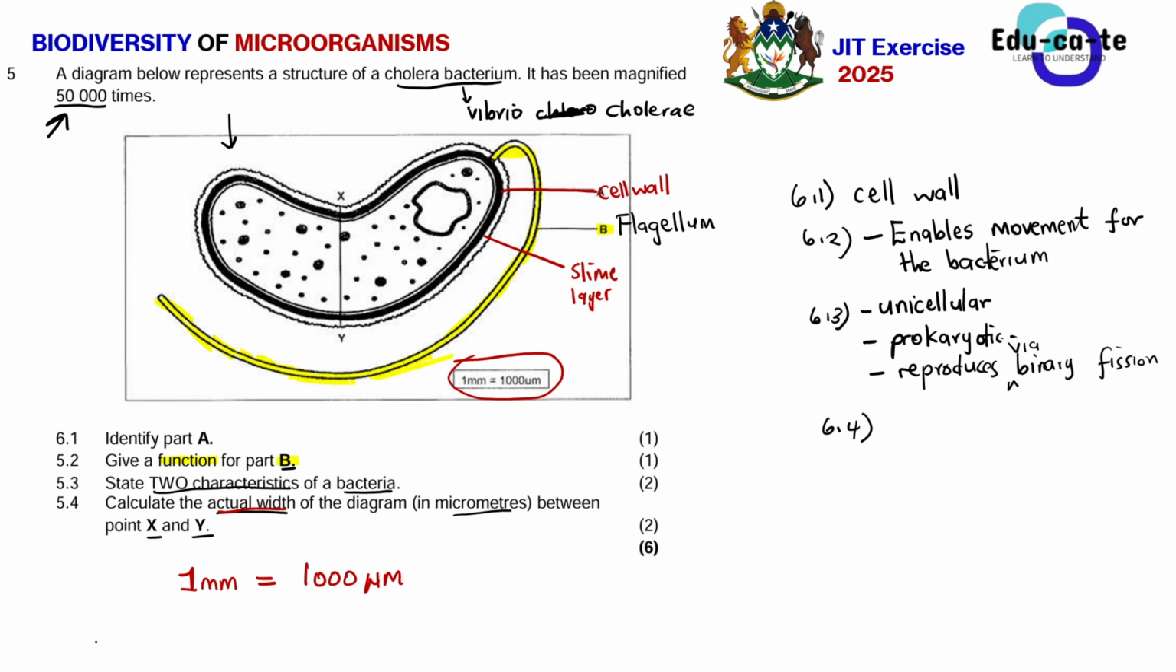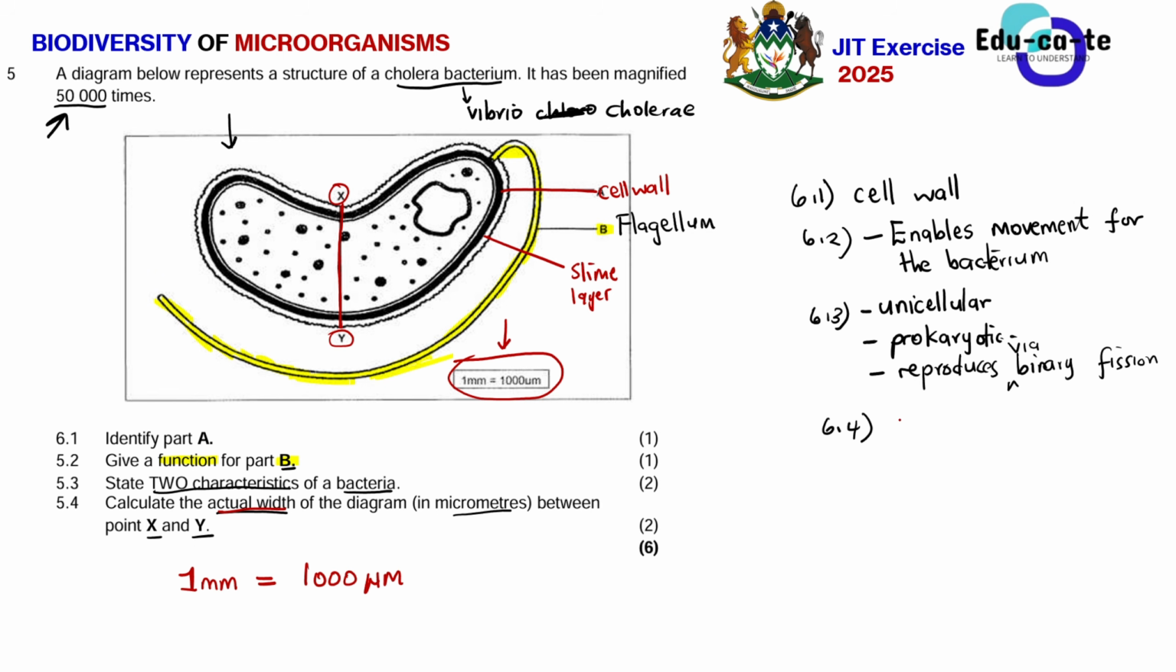So here they say between point X and Y, you're going to take your ruler and measure this line between point X and Y. How long is it using your ruler? Measure using millimeters, because remember that the scale you are given here is in millimeters. So don't use centimeters. You put your ruler between point X and point Y and see what is the width of that line XY.